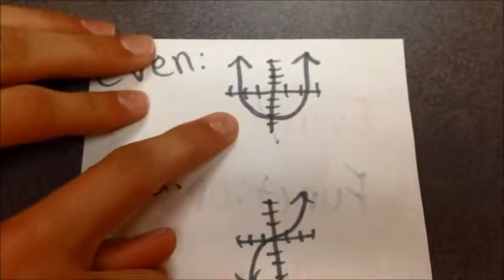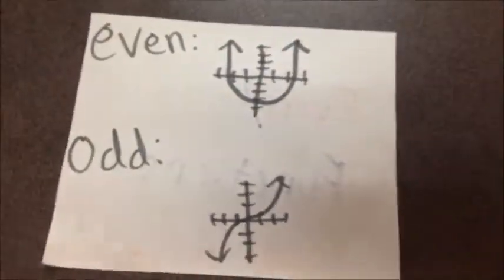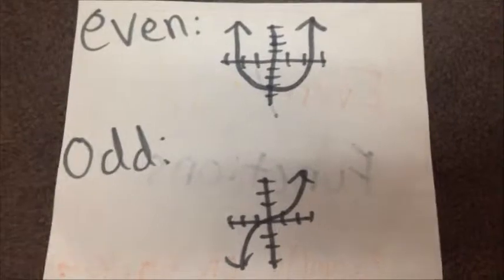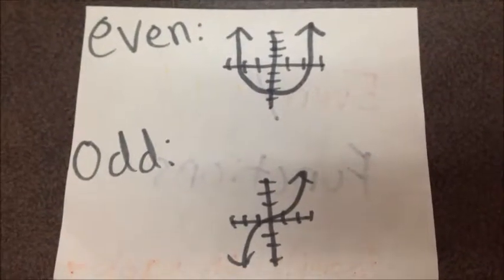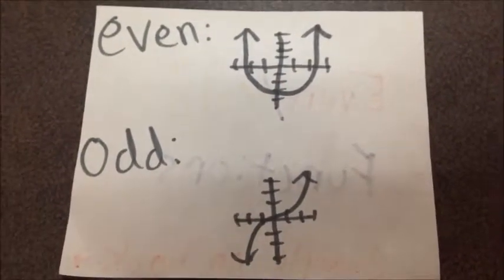This is what an even function should look like, and this is what an odd function should look like. In an even function, either both sides will be facing up or both sides will be facing down. In an odd, they'll be facing opposite directions.